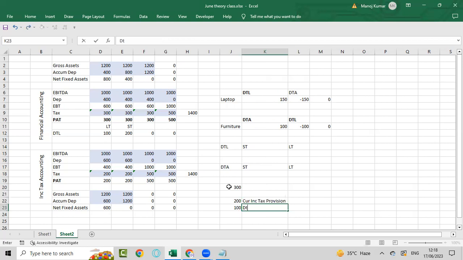And this will be deferred tax liability or deferred tax asset depending on the item. In this case, it is deferred tax liability. Now this 300 will be income tax expense. Please note it.